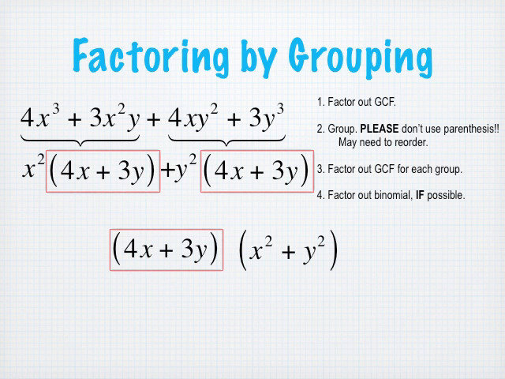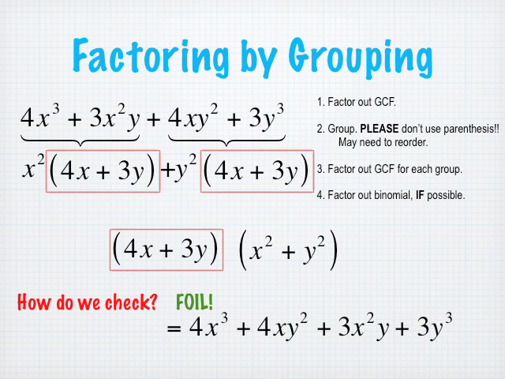How would you check? We'd simply FOIL it out. So if we FOIL it, we get 4x cubed plus 4xy squared plus 3x squared y plus 3y cubed. Is that the same thing? Yes, the terms are in a different order, but it's still exactly the same thing as what we started with. So it does check, and we know that we did it right.